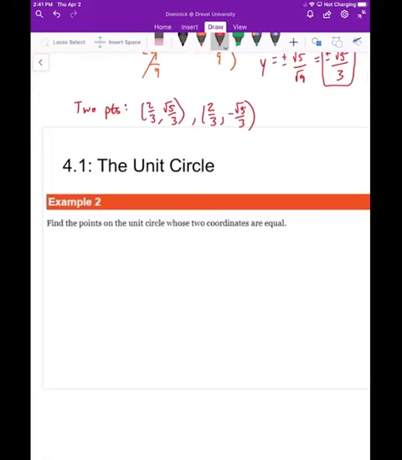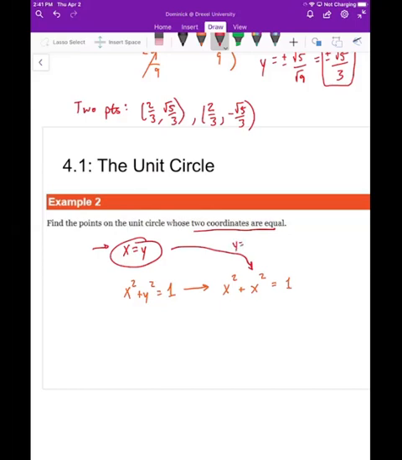Now in example 2, we want to find the points on the unit circle whose 2 coordinates are equal. If the 2 coordinates are equal, that means that x is equal to y. That's what we mean when we say that the 2 coordinates are equal. But again, our equation is x squared plus y squared is equal to 1. And if x is equal to y, then we could say that x squared plus another x squared, since x and y are equal, is equal to 1. This part here is coming from the fact that x and y are the same.